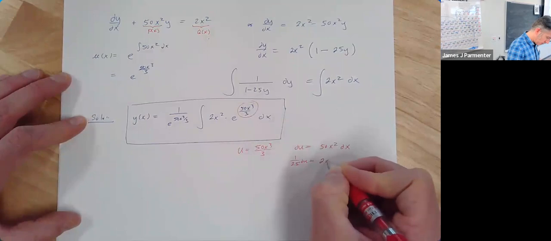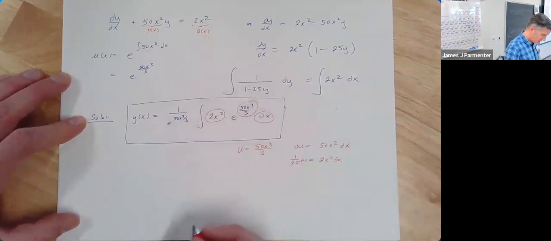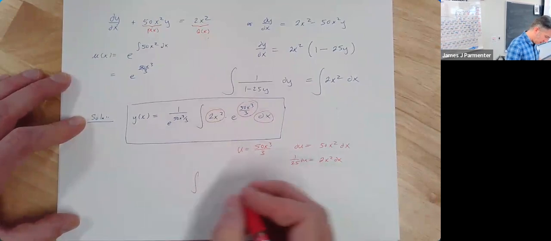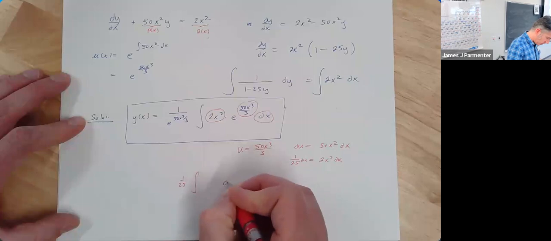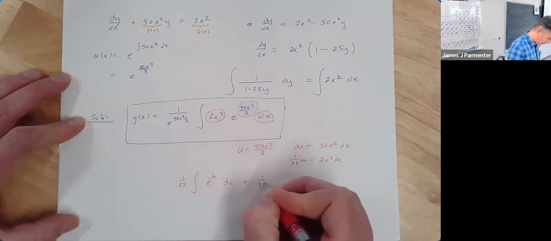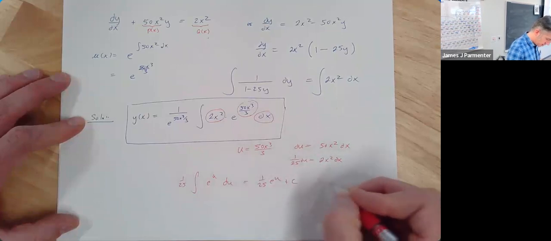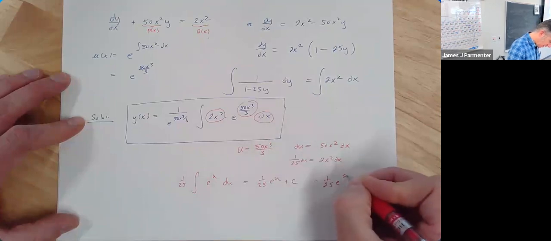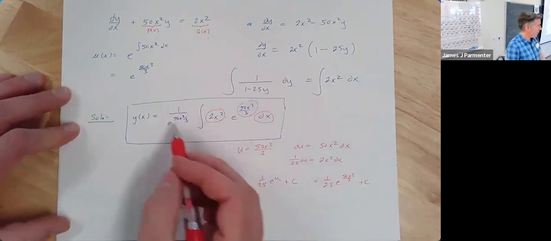You get a 2x squared dx because I have a 2x squared dx. So that integral would end up becoming, instead of 2x squared dx, a 1/25 du and an e to the u, which is going to be 1/25 e to the 50x cubed over 3. And then you have to multiply all that by 1 over.